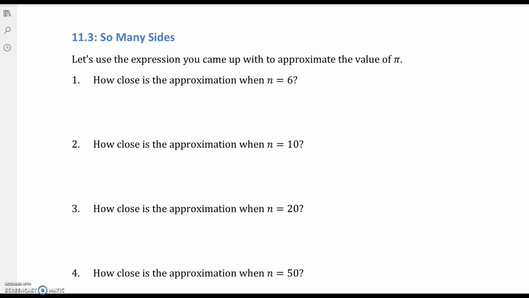Just a reminder, the expression for the perimeter that we came up with in 11.2 is perimeter is equal to 2 times the number of sides times the sine of 180 divided by the number of sides. So that's what we assume our perimeter will be equal to.